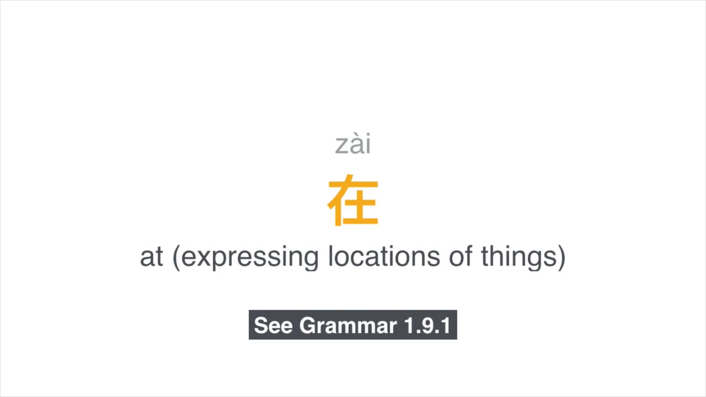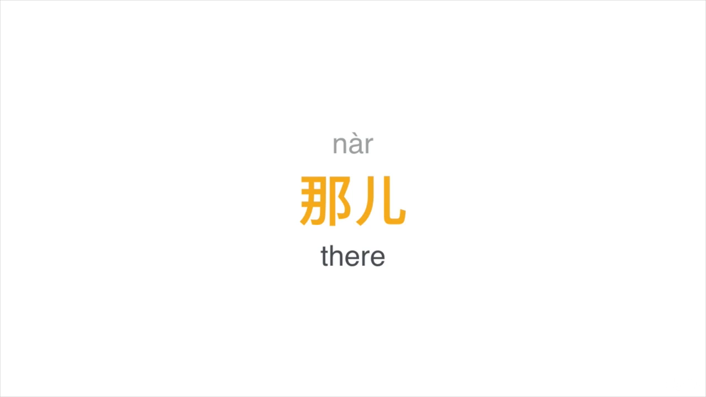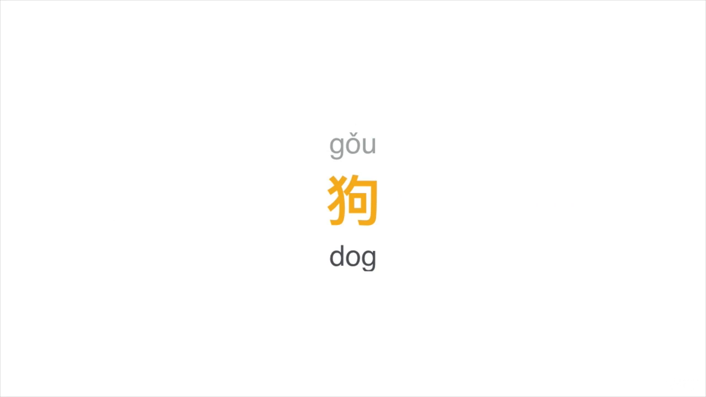在 means at. It's expressing locations. We're going to look at that in Grammar 1.9.1. Remember, na means that. If you add the r at the end, then nar means there. 我的杯子在哪儿？你的杯子在这儿。我的书在哪儿？你的书在这儿。狗 is a dog. 椅子 is a chair.